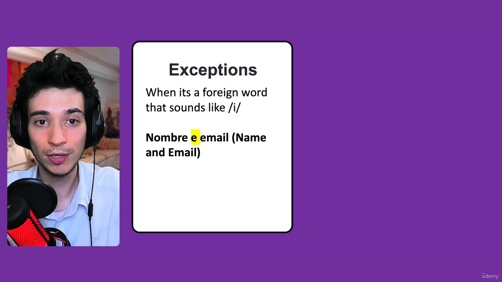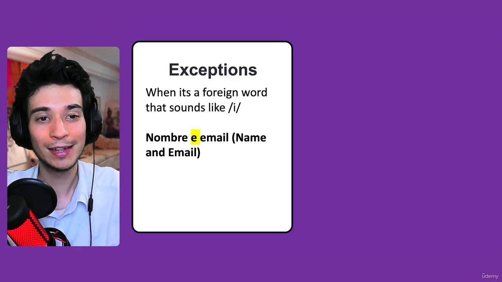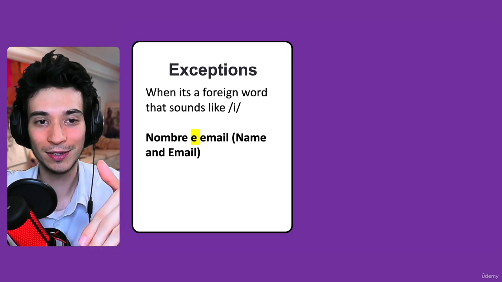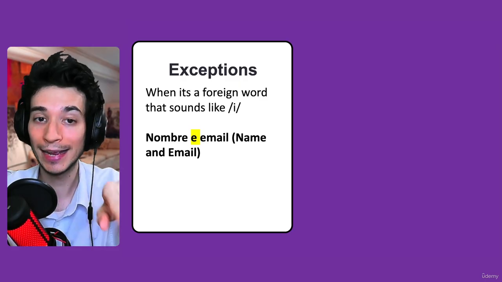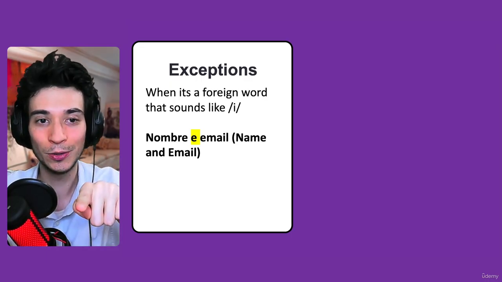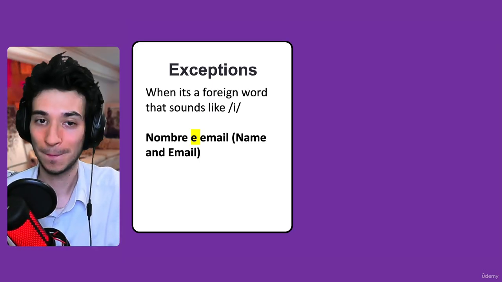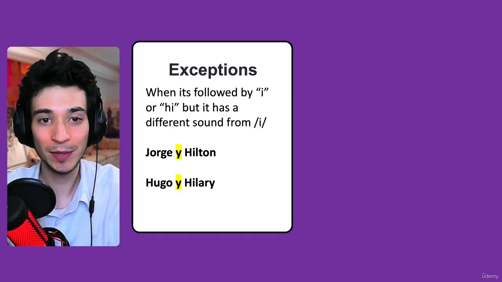And another exception is when it's a foreign word that sounds like E. For example, email, it makes that E sound. So you have to change it because you would not say nombre y email because it's harder. So you would say nombre e email. So email starts with the letter E, but the sound it makes is the same as E. So if it's a foreign word, you have to change it to E. Nombre e email.